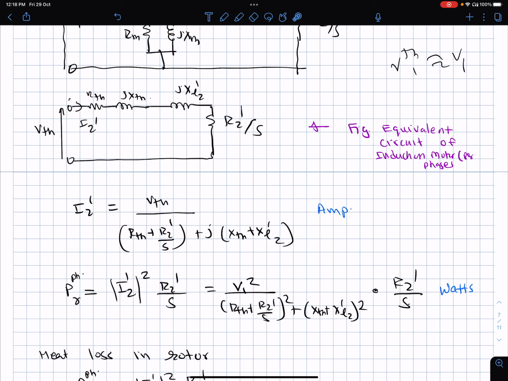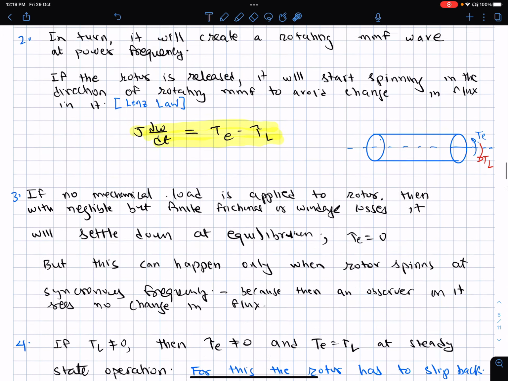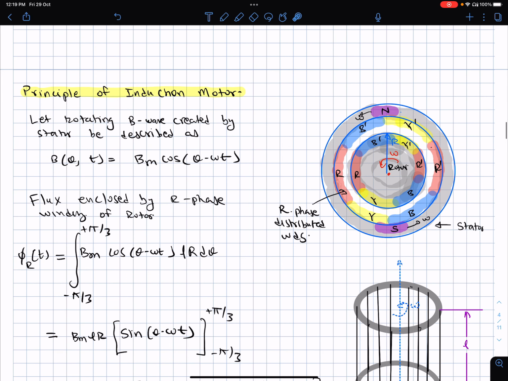But here we take advantage of spatially distributing it. So the transformers look more like concentrated windings. There is no spatial distribution effect that we discussed there. But here we distribute the windings spatially. You recall this figure that I had earlier.